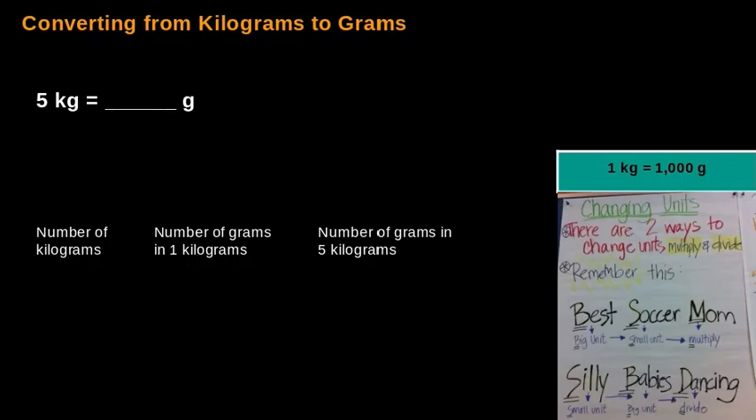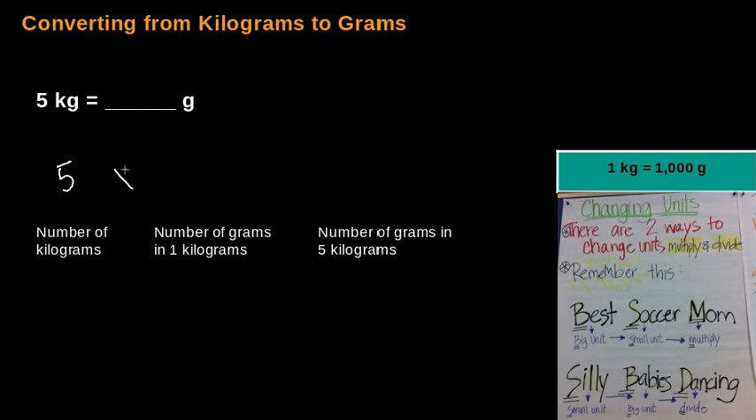Okay, with our first example, how many grams can you find in 5 kilograms? The relationship between kilograms and grams is this: 1 kilogram equals 1,000 grams. And remember, the unit with 1 is the big unit. So are we moving from big to small or from small to big? From kilogram to gram, that's from big unit to small unit. And from big to small, best soccer mom, we multiply.